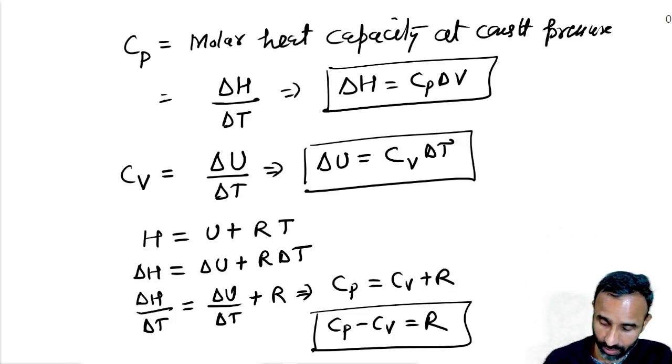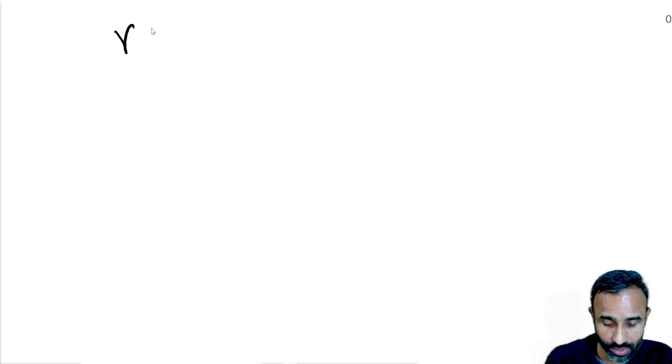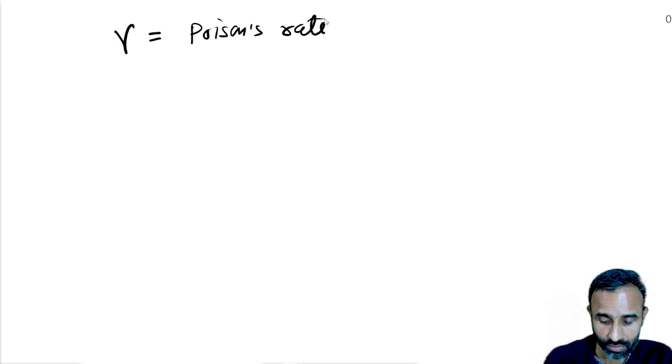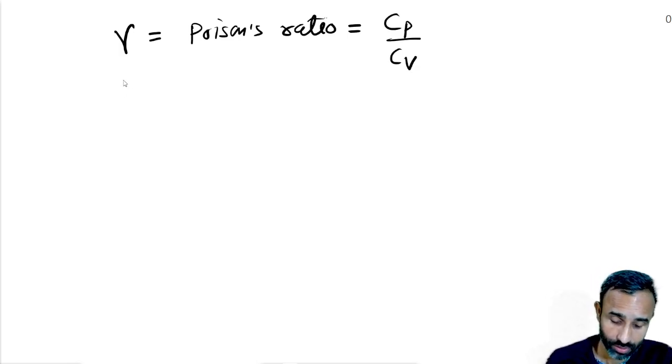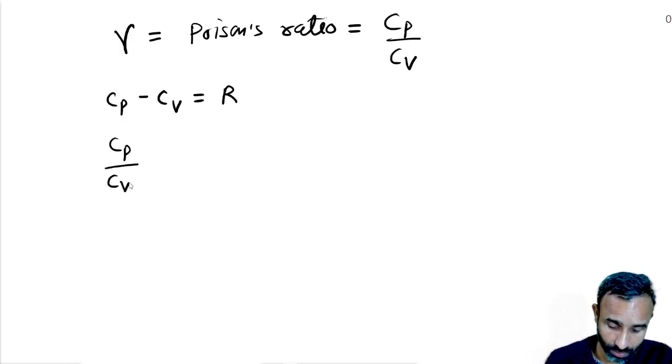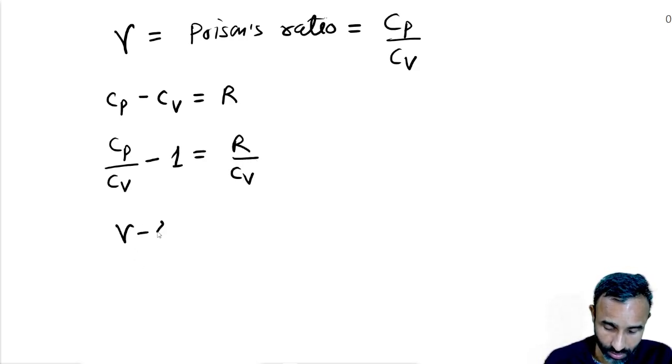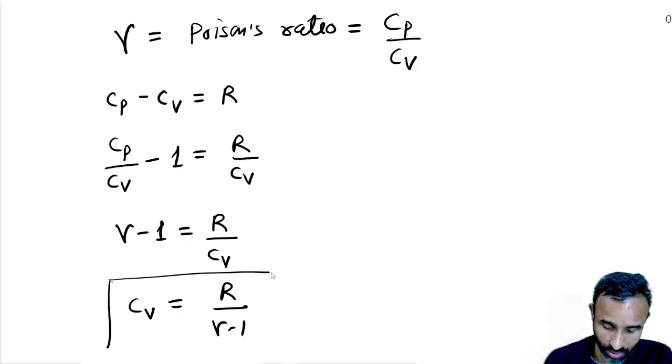Okay. Then you know this Poisson's ratio. I think it is in physics, but there are a few questions in chemistry as well. This is Cp by Cv. So in this case, Cp minus Cv equals R. So Cp upon Cv minus 1 equals R upon Cv. So it is gamma minus 1 equals R upon Cv. That implies Cv equals R upon gamma minus 1.